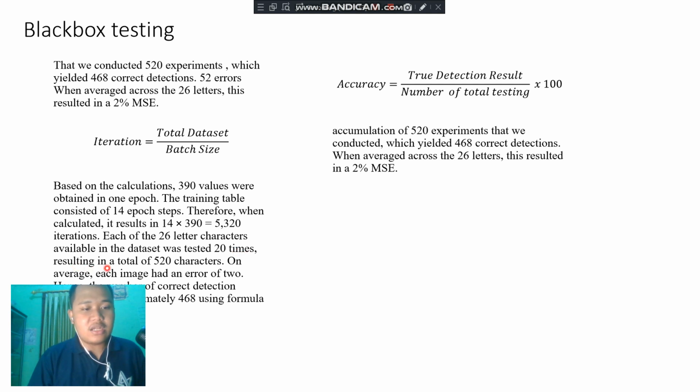The result is a total of 522 characters on average. So, the accuracy is determined by the true detection results per number of total tests, multiplied by 100. So, from the accumulation of 522 experiments that we conducted, we got 468 correct detections when averaged across the 27 letters. This results in a 2% MSE.